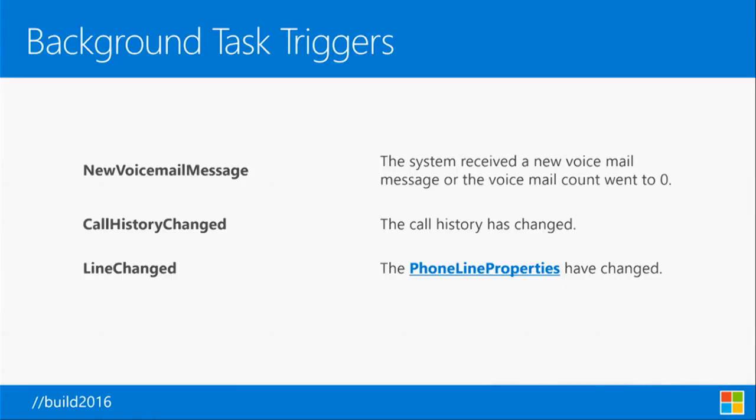Now, our sample app does not register for any background triggers, but that shouldn't stop you. Some examples of background triggers that could improve your app are the new voicemail message background trigger. As you can tell from the name, it has to do with voicemails. So when the user gets a new voicemail, this trigger notifies you of that so that you can show this in your app. And then we have the call history change trigger.